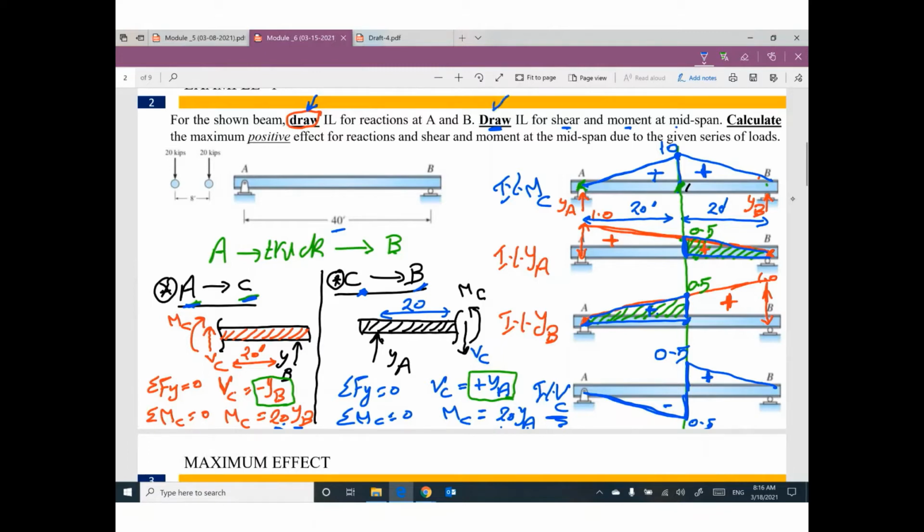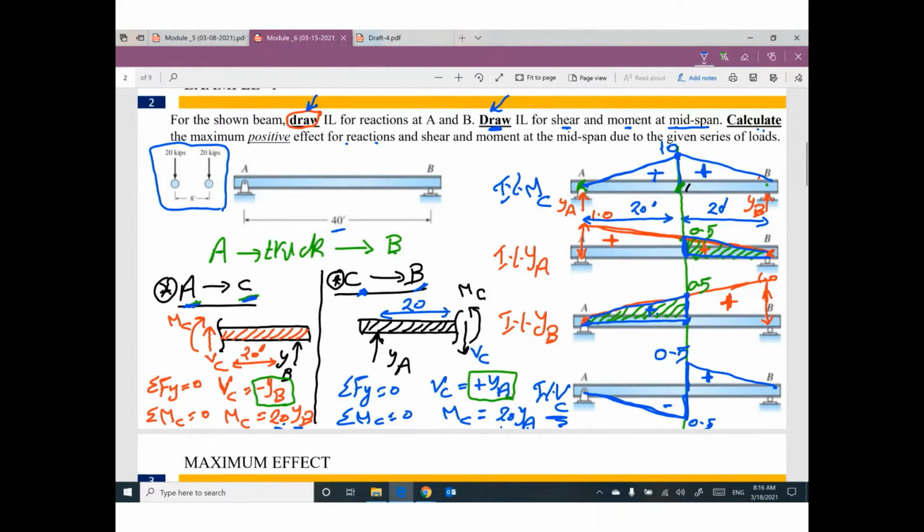The second part, influence line for shear and the moment at a certain point, which is at mid-span. The third part, we need to calculate the maximum positive effect for reactions and the shear and the moment at the mid-span due to the given series of force. We have this shape, 20 kip, and the spacing between the two forces, 8 feet.